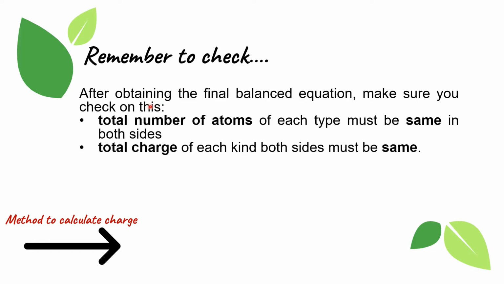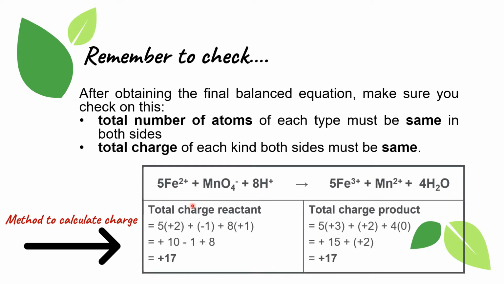So again, remember to check after obtaining the final balanced equation or overall balanced equation, make sure you check on this. The total number of atoms of each type must be the same on both sides, on the left and right of the balanced equation. And the second one, the total charge of each kind on both sides must be the same. This is what we have done in the previous slides. So the way to check the total charge, I have shown you in the previous slides. So 5 times 2, this one is negative 1, and this one is plus 1 times 8. So get the summation of these charge values, and you will get plus 17.